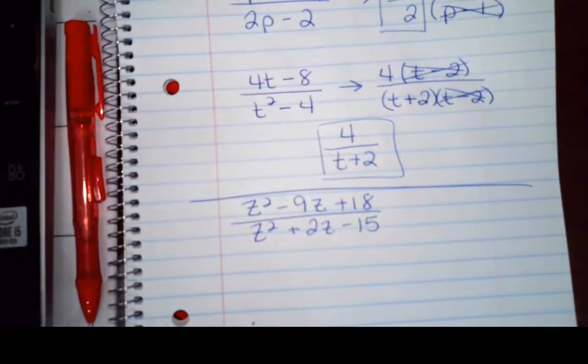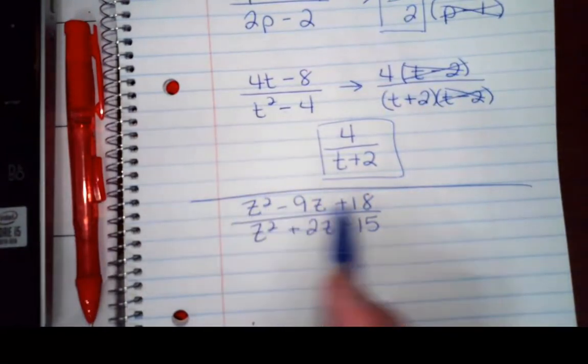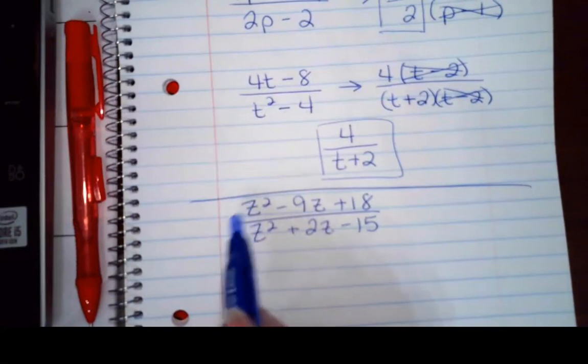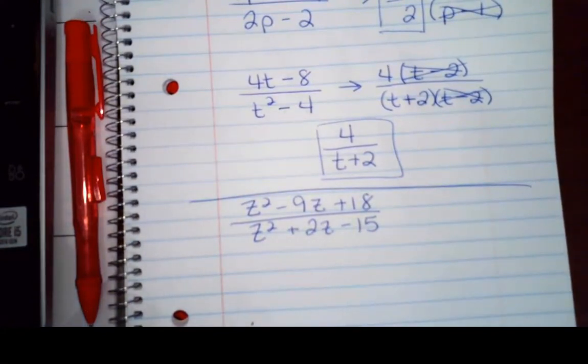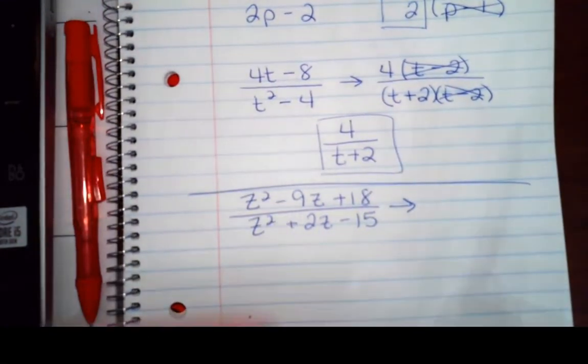So, can I reduce right off the bat? No, I cannot, because this is all connected with addition subtraction. So I cannot reduce the way it stands. I've got to change it into a multiplication problem, which means I need to factor my numerator and factor my denominator. So what's the first thing I do every time I factor?